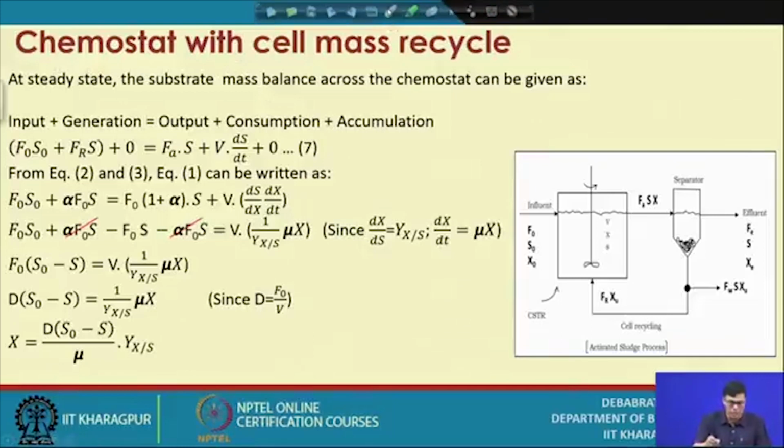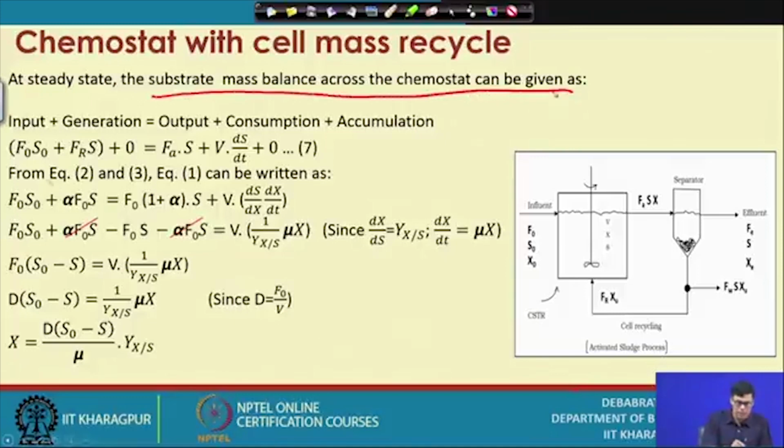Then we try to find out the steady state substrate mass balance across the chemostat. We can write F0 into S0, Fr into S, because we assume here this will be S, here also everywhere it will be S, and this is equal to F into S, and no generation of the cells, so that will be 0. This is F into S plus the rate of substrate degraded, consumption in the system, and rate of accumulation, that should be equal to 0.